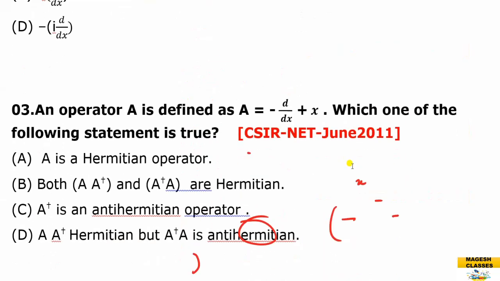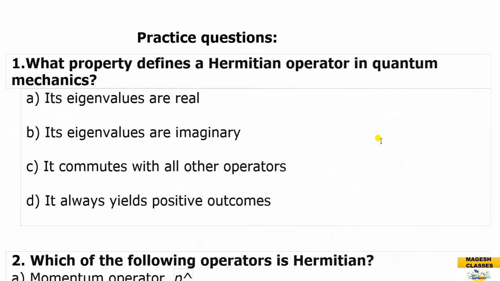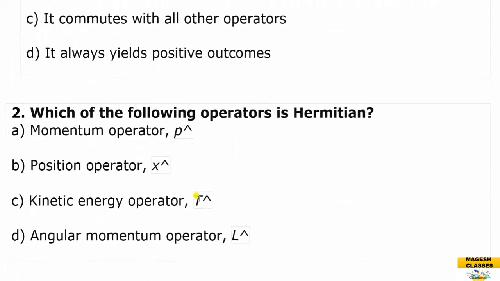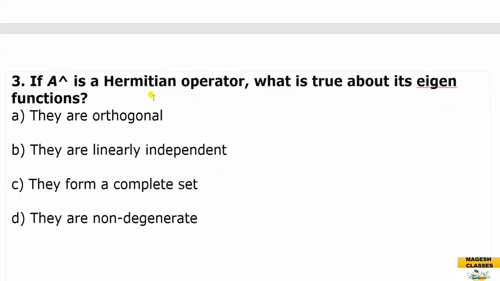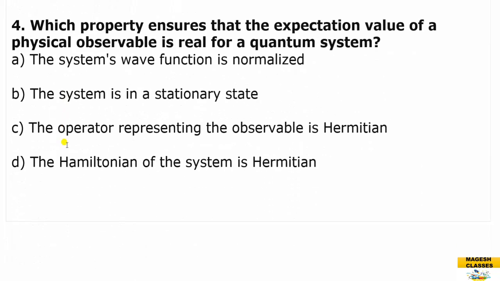Then some practice questions are given. What property defines a Hermitian operator in quantum mechanics? Eigenvalues are real, eigenvalues are imaginary, it commutes with all other operators, or it always yields positive outcomes. Which of the following operators is Hermitian? The momentum operator, position operator, kinetic energy operator, or angular momentum operator. Which one is Hermitian? And the third one, if operator A is Hermitian, what is true about its eigenfunctions? Then the fourth one, which property ensures that the expectation value of a physical observable is real for a quantum system?